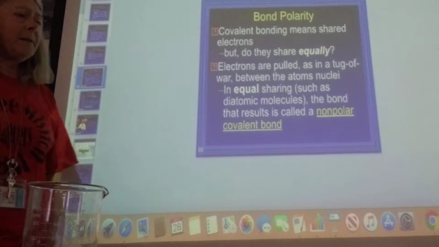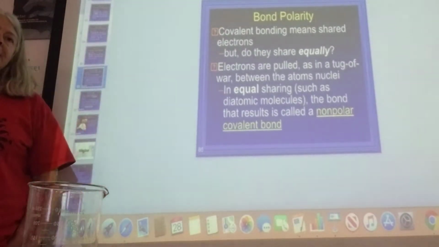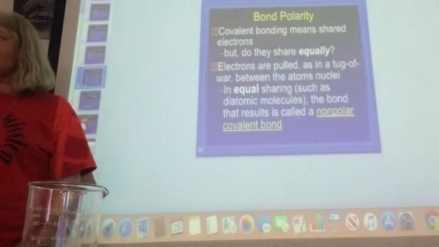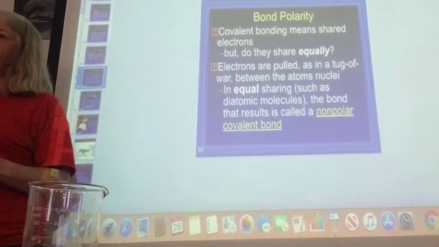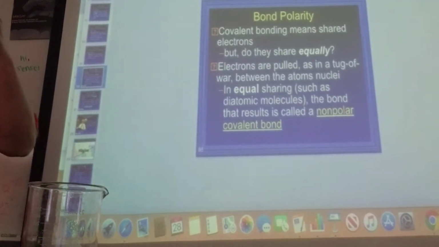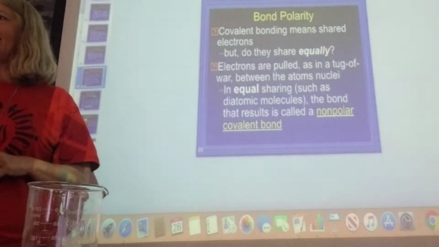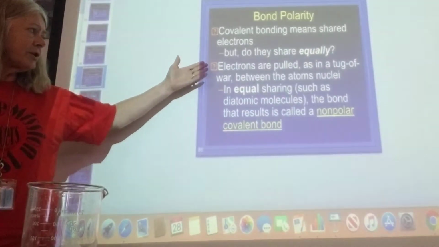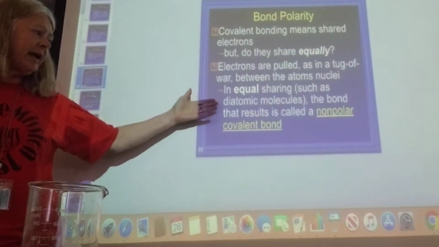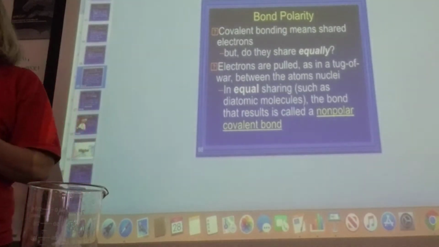Okay, so covalent bonding consists of sharing of electrons. We all know that. And the question, since we're talking about polarity, is whether the sharing is equal. We're going to start our conversations today talking about diatomic molecules, two atom molecules. And the first ones we're going to talk about are equal sharing, and those would be our Brinkelhoffs.